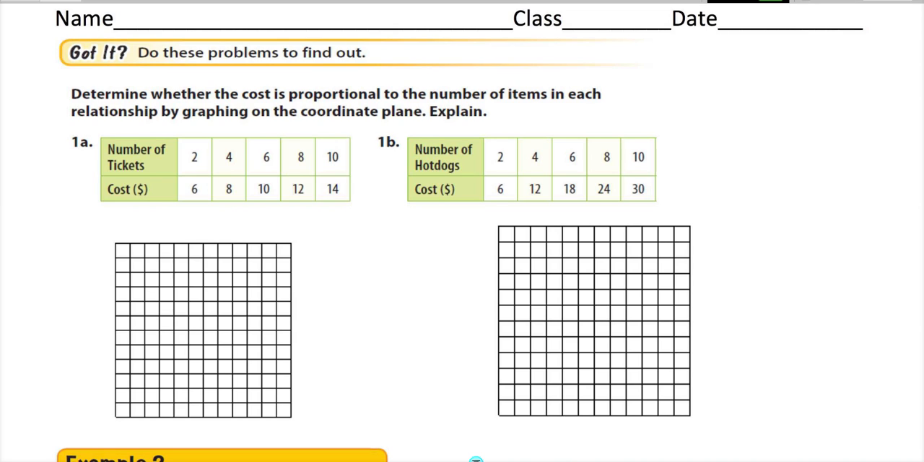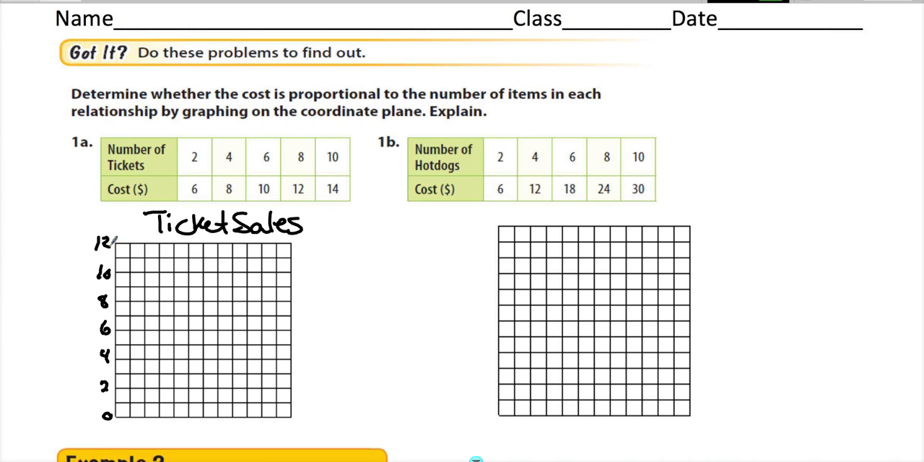It says determine whether the cost is proportional to the number of items in each relationship by graphing on the coordinate plane and explain. All right, so again, you guys have worked on graphing in science class several times, so let's take a look here. So we have the number of tickets with the amount of cost. All right, so let's call it ticket sales. All right, let's see, I'm going to label kind of every other one here. So this will be 0, 2, 4, 6, 8, 10, and then 12 will be way up here.